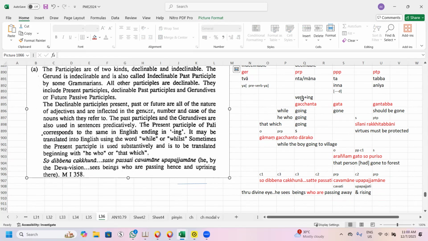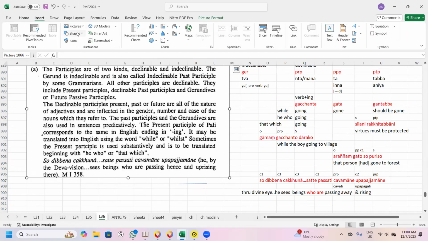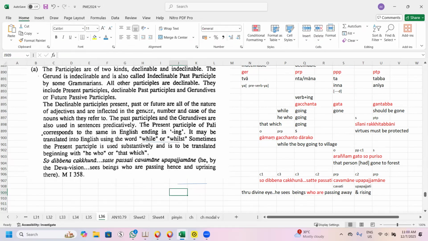That means the present participle. You can see "kat janta", going. What you should take note of is this one. The book highlights this one; he emphasizes that only here. So you translate this as "going", then you can say "while going". And then "kata" is "gone", and this one is a potential, "should be gone", should have gone.